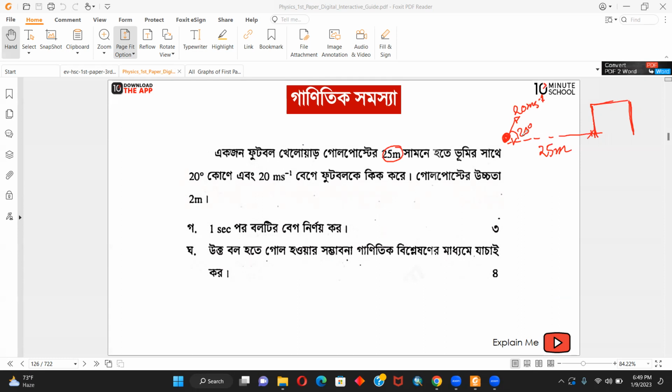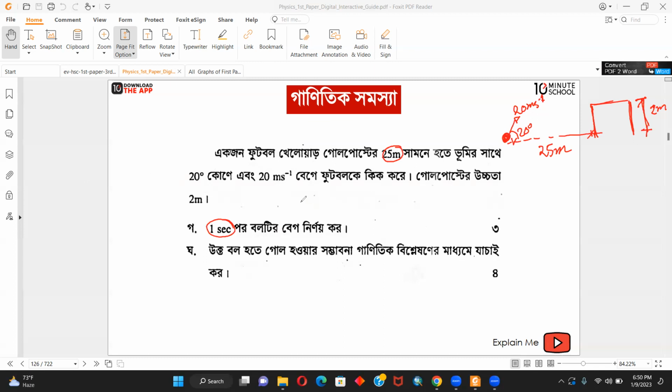Now what is the height? The height of the goalpost is 2 meters. So these are the information which are given to us. Now the first question is, what is the velocity after 1 second?